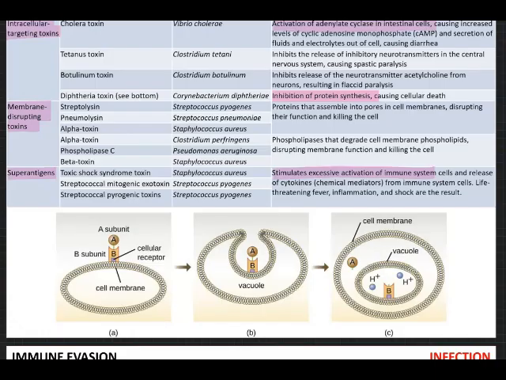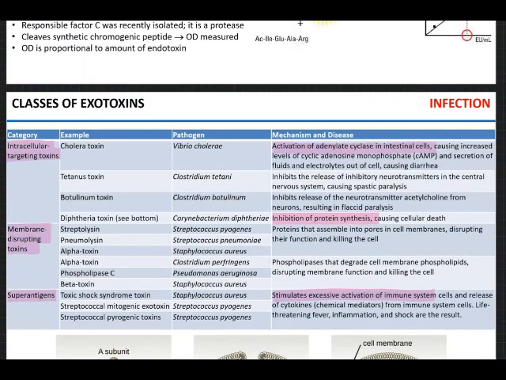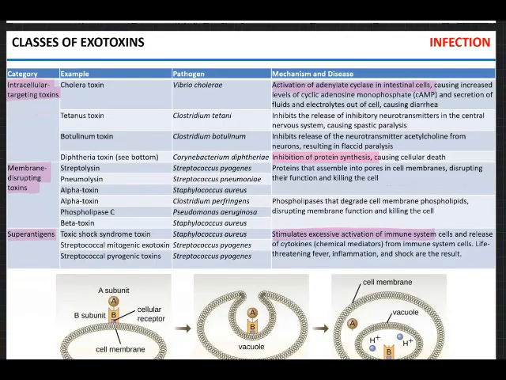So again, can I ask you what is the mechanism of action of tetanus toxin? No. Can I describe the mechanism of action of tetanus toxin and ask which category it belongs to? Yes. Clear? So don't memorize examples, much rather read through them so you have a picture, an understanding of what these toxins do.